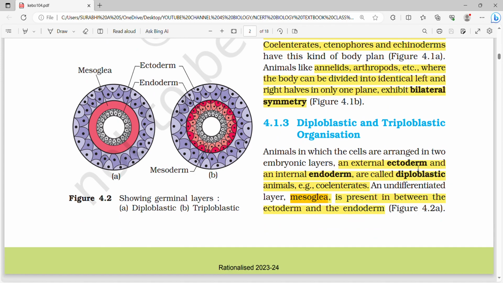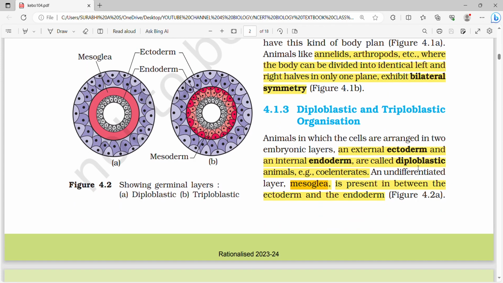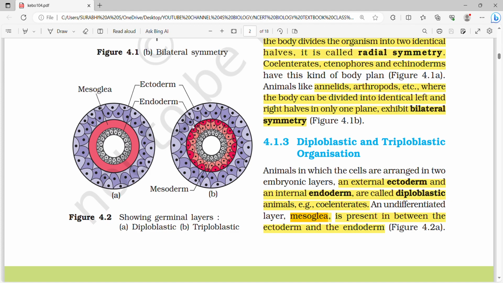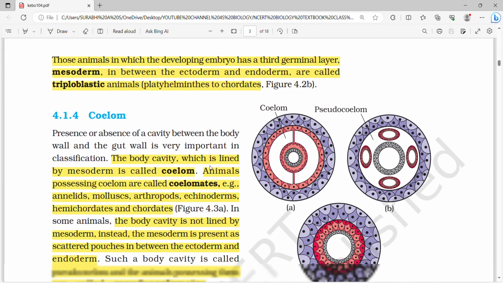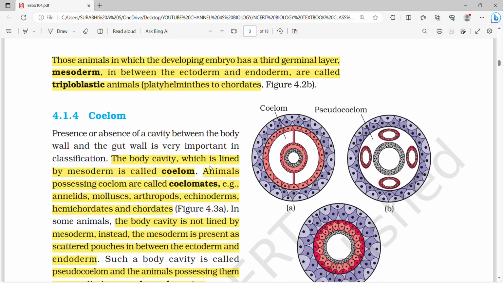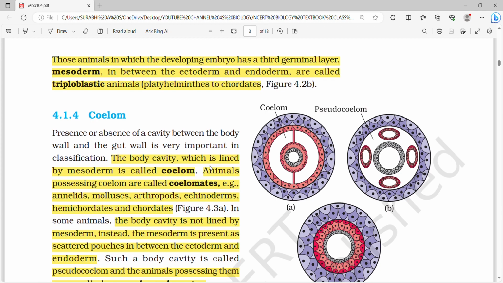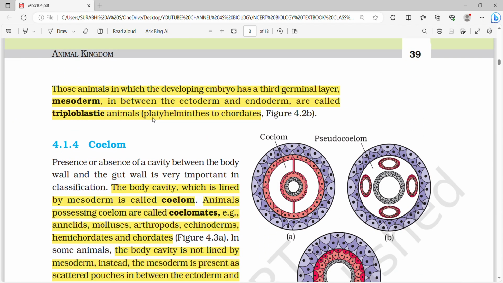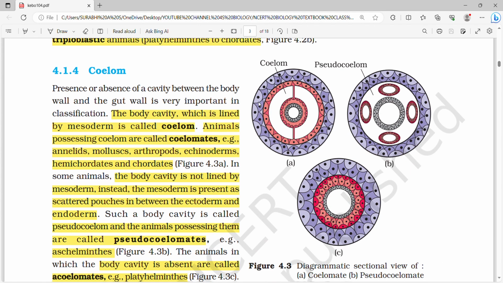Next, moving on to diploblastic and triploblastic organization. An external ectoderm and internal endoderm are diploblastic. So there are two layers, as in diploblastic. An example is coelenterates. And if there is an undifferentiated mesoglea present in between the ecto and endoderm, okay, so this is diploblastic. Triploblastic, in the sense, are those organisms in which the developing embryo has a third germinal layer which is called mesoderm. Mesoglea is present in diploblastic, mesoderm is present in triploblastic. This starts from platyhelminthes to chordates completely.